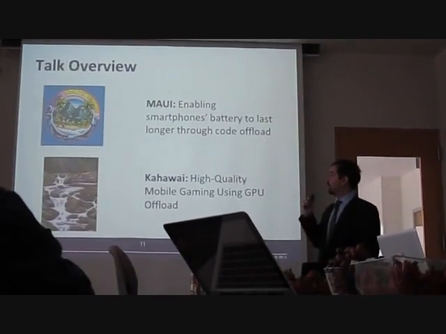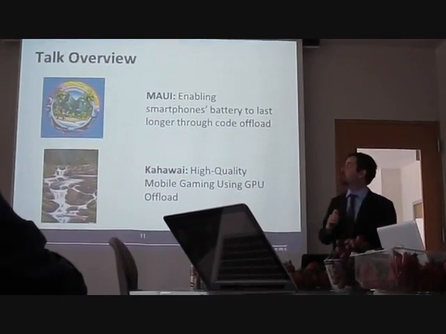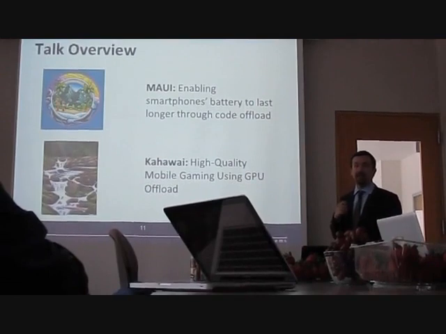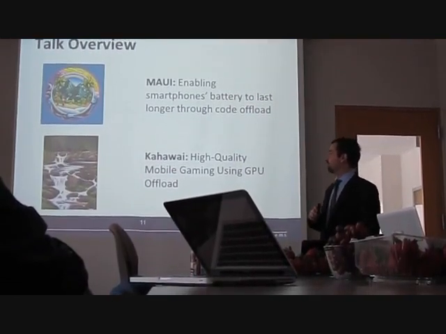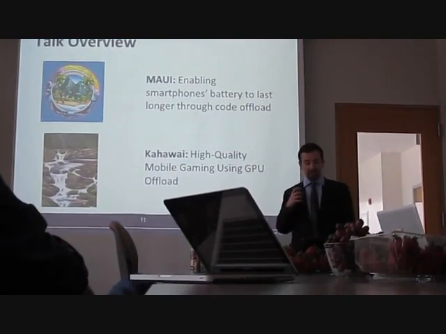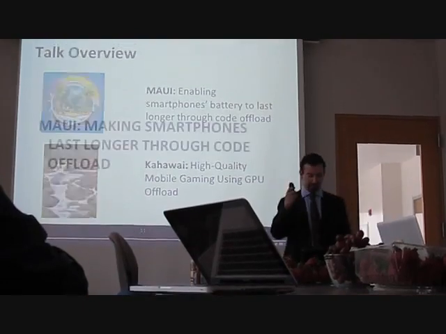Now, for the rest of the talk, I will present two systems. Each of them will target one of these classes of applications. For the first half, I will present MAUI, which is designed for handling computationally intensive applications. And for the second half, I will present Kahawai, a system to deal with GPU-intensive applications. So, let's get started with MAUI.